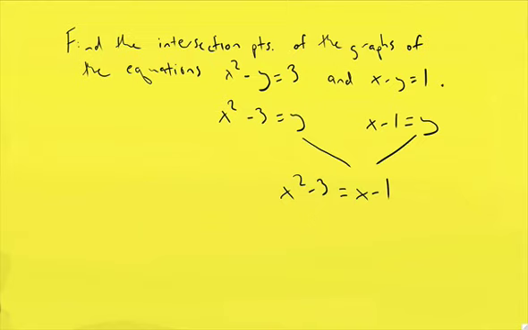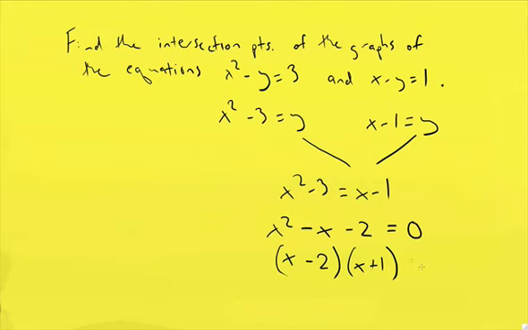So let's do a little bit more rearranging so we can factor. We'd have x squared minus x, because we move that x over to the other side. And then we'll add 1 to both sides and get minus 2 equals 0. And now we can factor. We'd have x minus 2 and x plus 1 as our two factors equals 0. And that means that x equals 2 and negative 1.